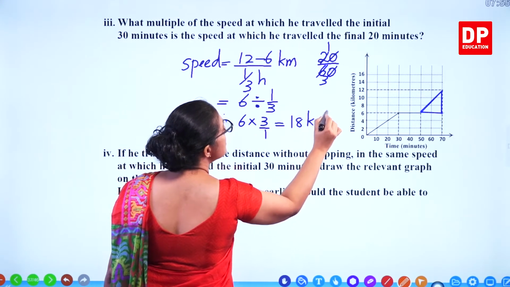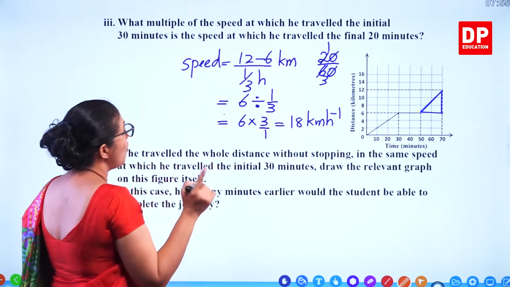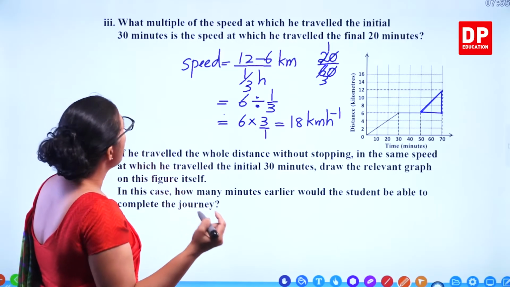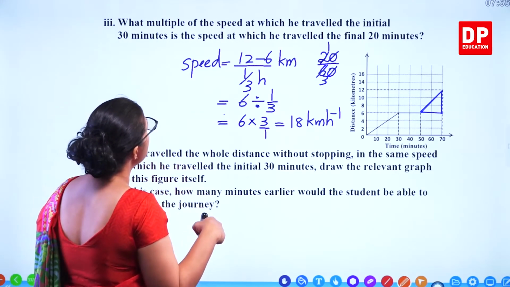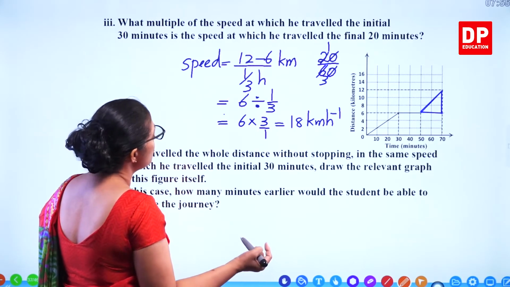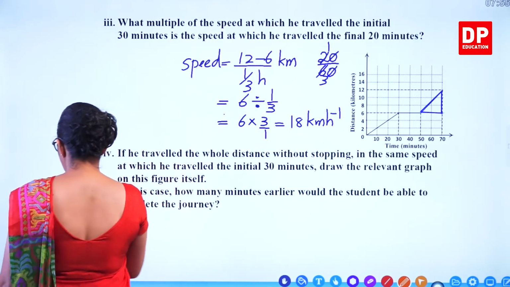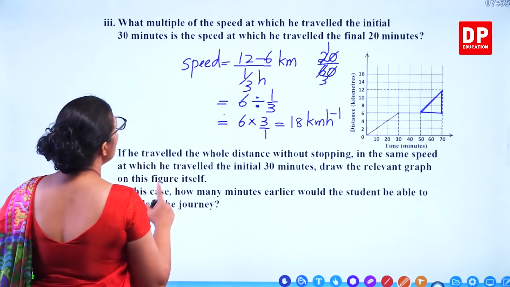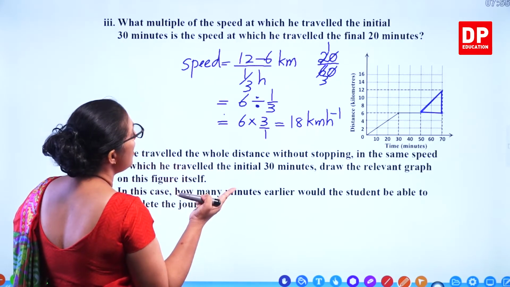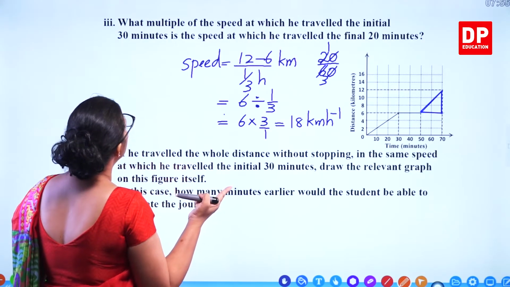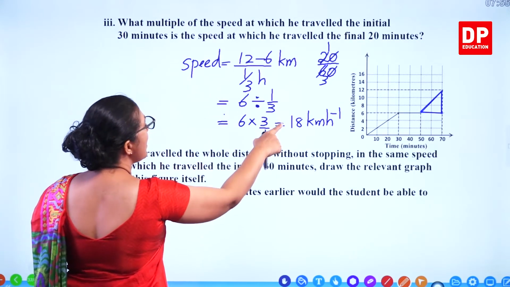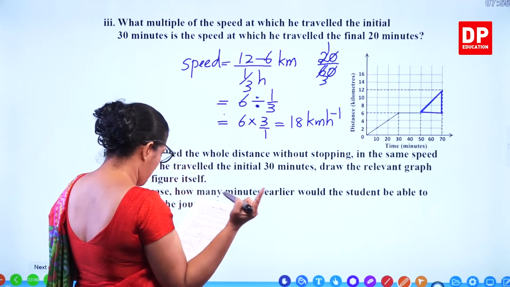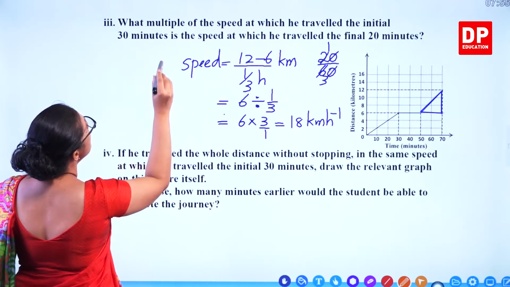18 kilometers per hour. Now, what they ask, what multiple of the speed at which he traveled the initial 30 minutes is the speed at which he traveled the final 20 minutes. What's the speed before? 12. And what's the speed now? 18. So what multiple? So you can divide this by this. So here you can find out the multiple.